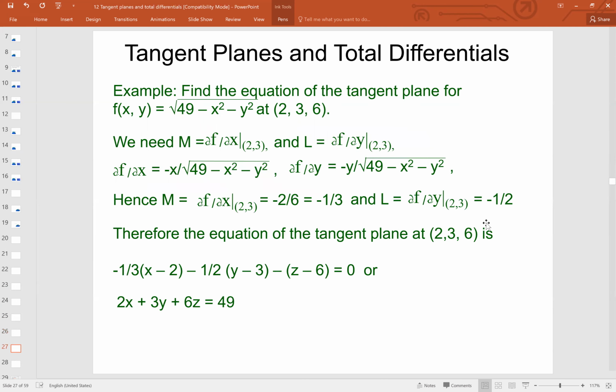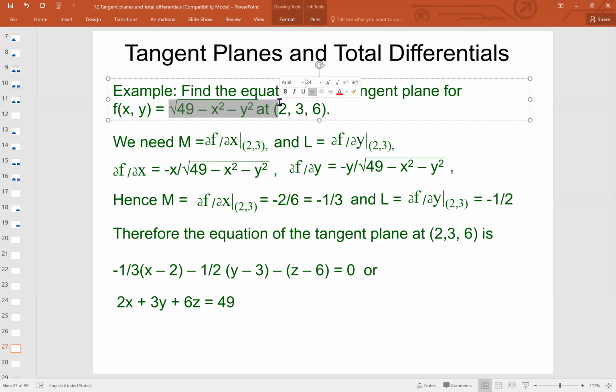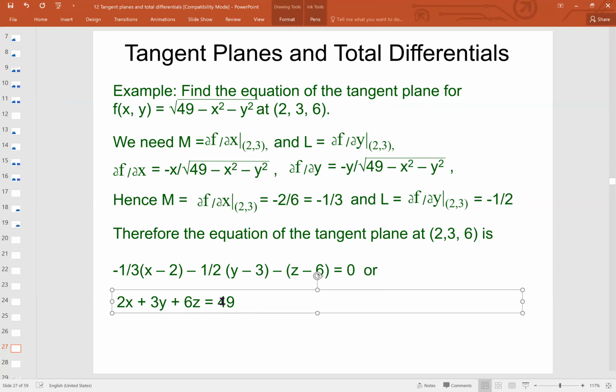This formula is a semi-sphere with radius 7, and this point sits on that sphere in the first octant. You can look at it to justify that this is reasonable as a tangent plane at the point (2, 3, 6). What else can we use the tangent plane for? We can use it to approximate.